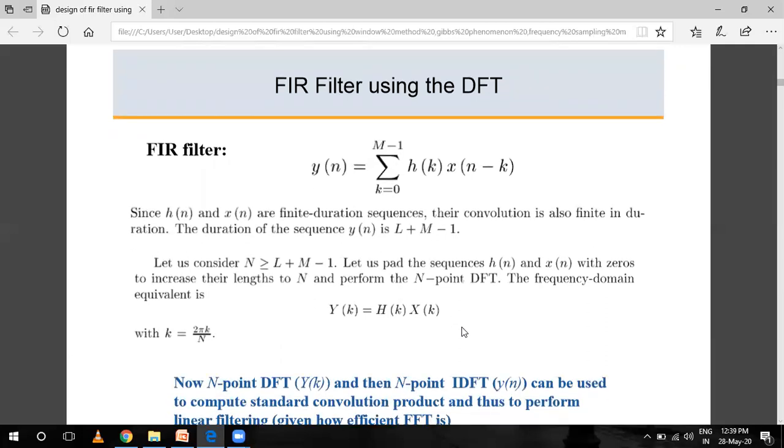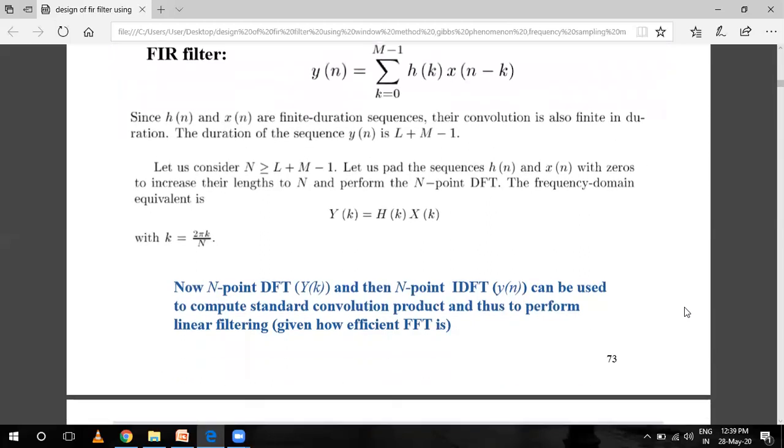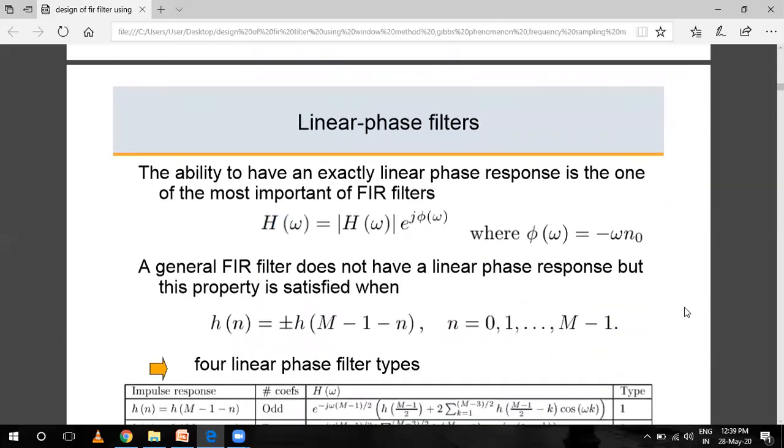So the sequences xn and hn are padded with zeros to increase their length to N and form the N-point DFT. The frequency domain equivalent is Yk equals Hk into Xk. The frequency domain equivalent in the FIR filter is, basically, the formula Hk equals Yk upon Xk, where ωk is 2πk by N. Now the N-point DFT Yk and the N-point IDFT yn can be used to compute the standard convolution product and thus to perform linear filtering. Now come to the linear phase.